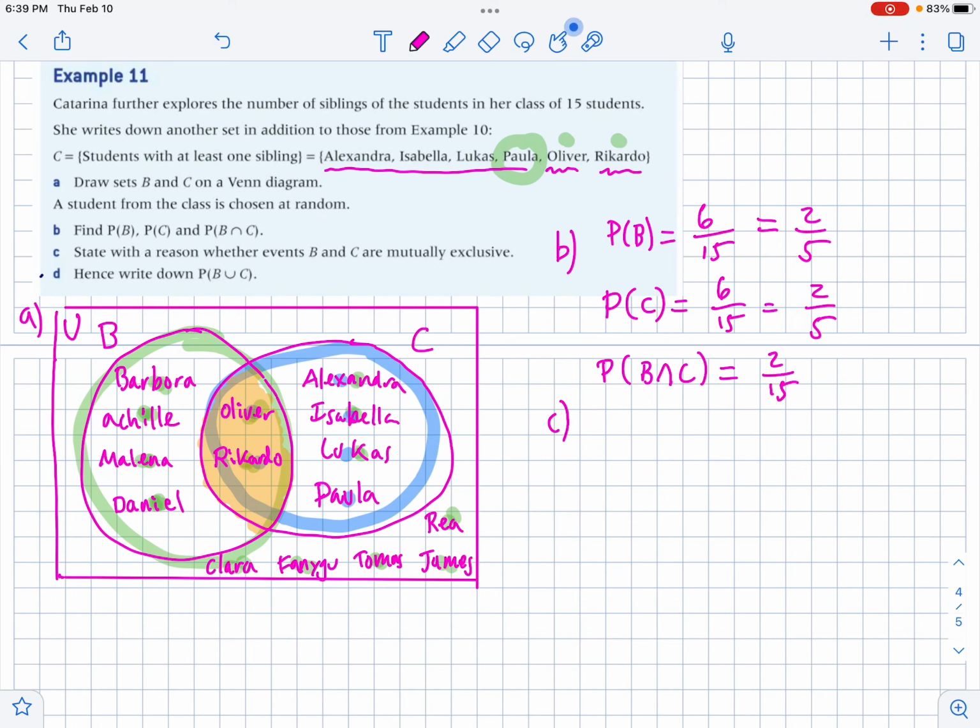Part C, are B and C mutually exclusive? No, they are not, because the probability of B intersection C is not 0. The probability of their intersection is this right here. It's 2/15. So because it's actually a number and not 0, they're not mutually exclusive. Part D, write down probability of B union C.